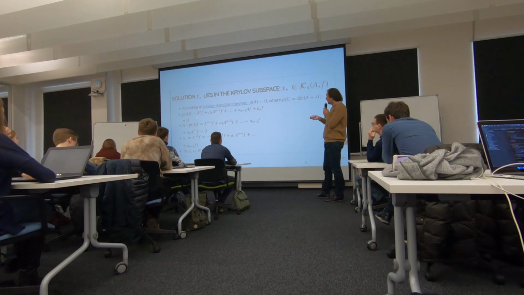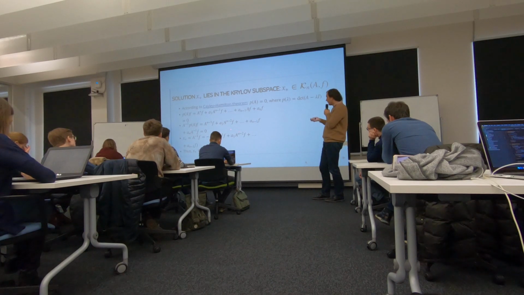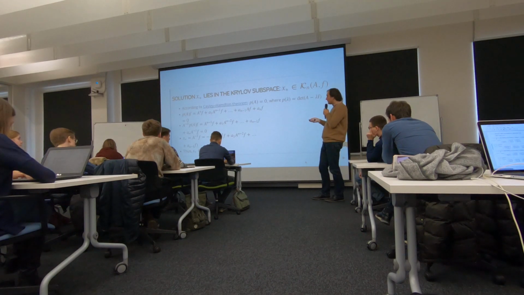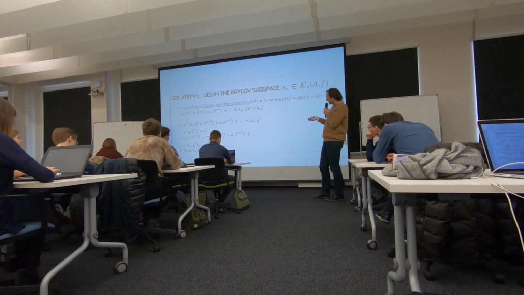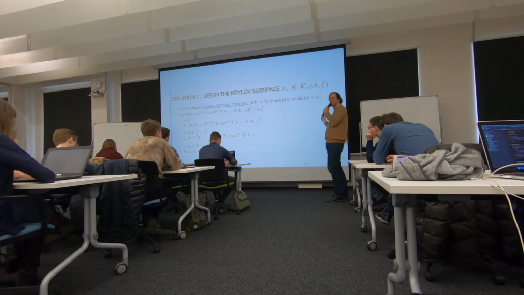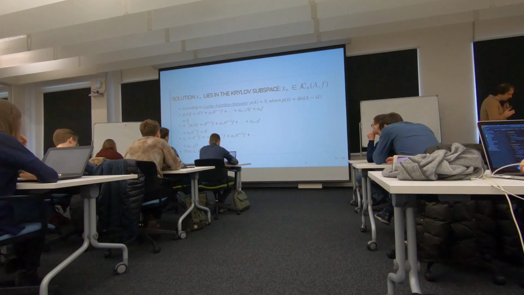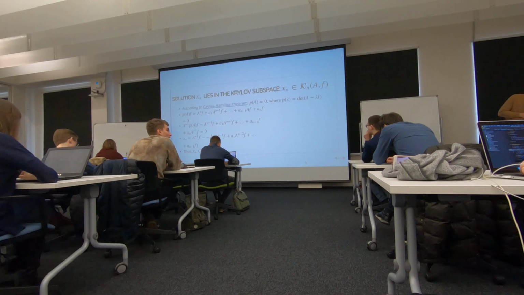You can show that basically if you have this, then you can express A to the power minus 1 applied to f, the inverse of the matrix. If the inverse exists, then we can express the inverse as a polynomial applied to the same f. Okay, right. So at least this shows that the solution belongs to a sufficiently large Krylov subspace.